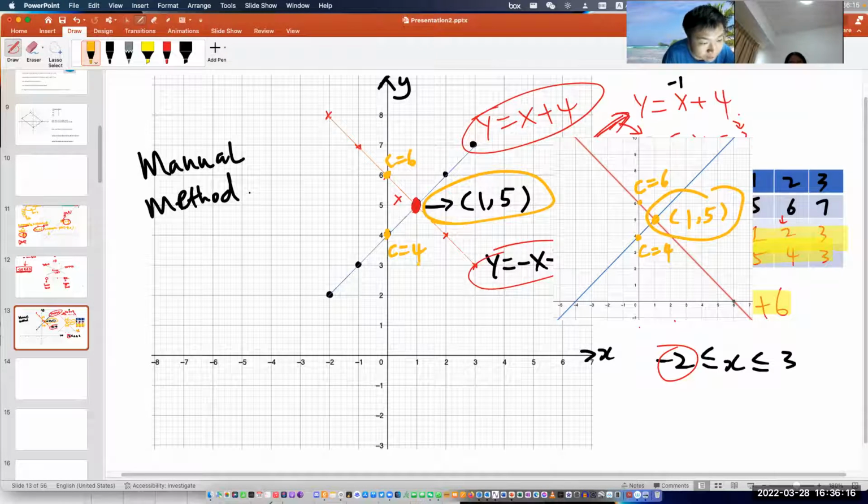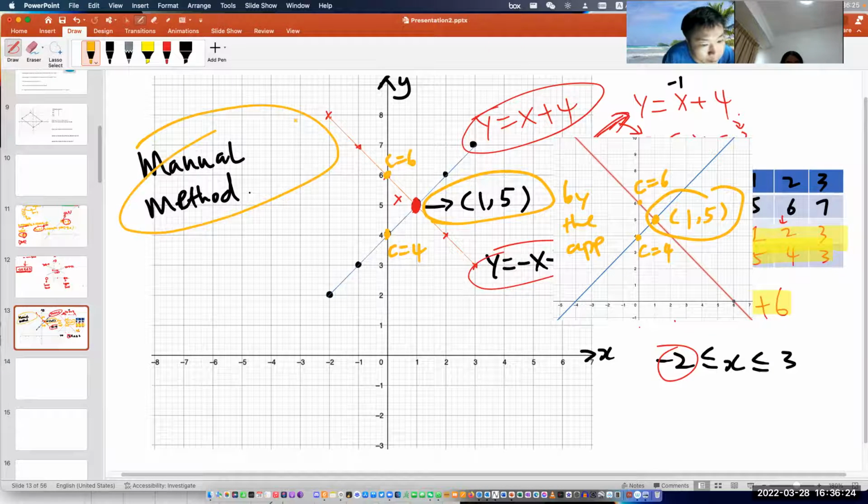Okay. So I have demonstrated to you this by the app. Then this is by the manual method. So I will leave it to you, the next time you encounter a similar question, whether you want to use the app or you want to use the manual method. In your test, in your exam, you have to use the manual method. All right. You have to. The app is for our exploration purpose. Okay, it's for our convenience, right?